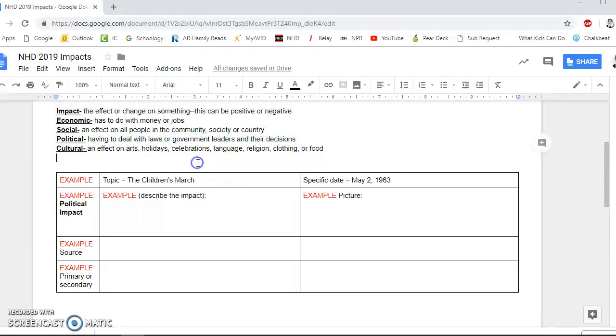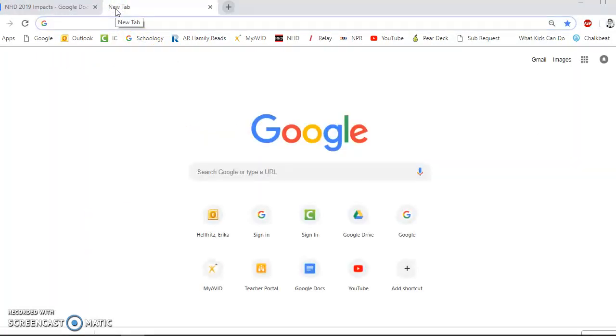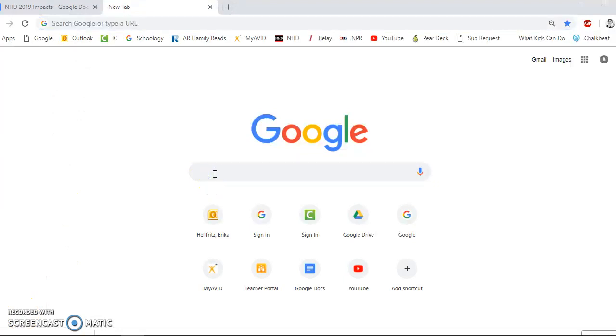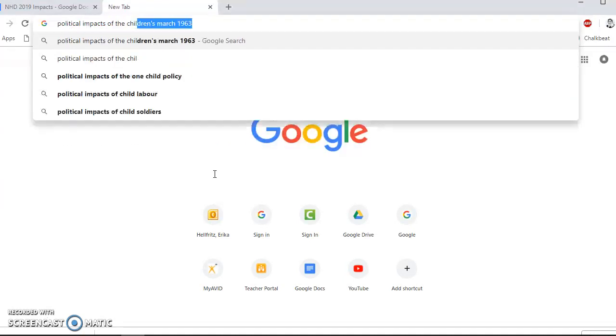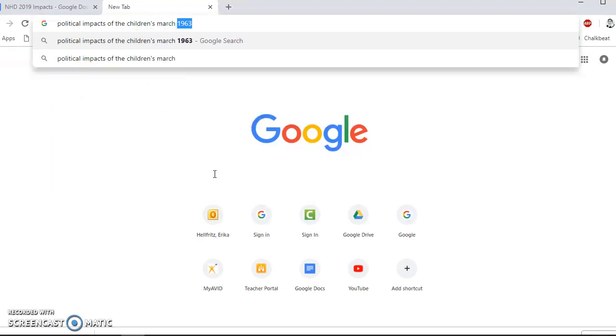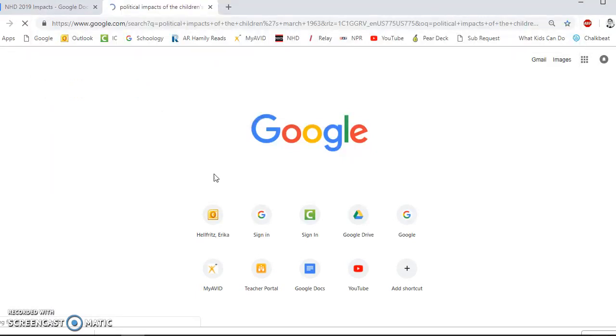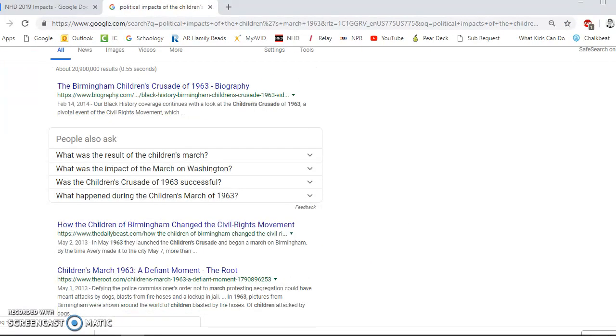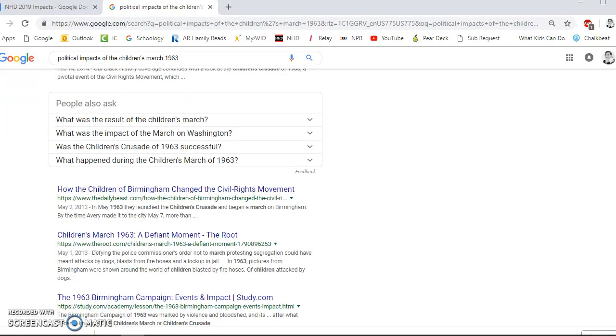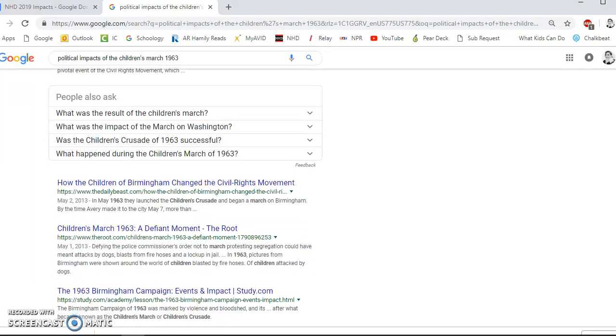Alright, I think I'm ready to go to Google here and find a reliable source about a political impact related to my topic. So I'm going to go ahead and just type in here political impacts of the Children's March 1963 and see what comes up. Remember, I'm looking for a reliable source, so I want to stay away from those .coms if I can. I know a .org, a .edu, or a .gov is probably more reliable.